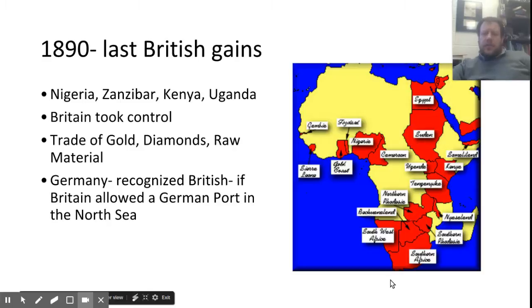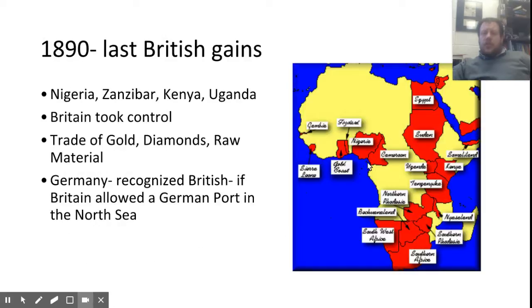And they controlled different ports on different sides of Africa. They had all the gold and diamonds, and all this raw material trade was huge for them. And Germany was like, "Oh crap!" I mean, if Britain allowed a German port in the north, they made a deal. So Germany said, "Listen, if you recognize a German port in the North Sea and give us a chance to have that, we'll recognize your trade." And they actually allowed that to happen.